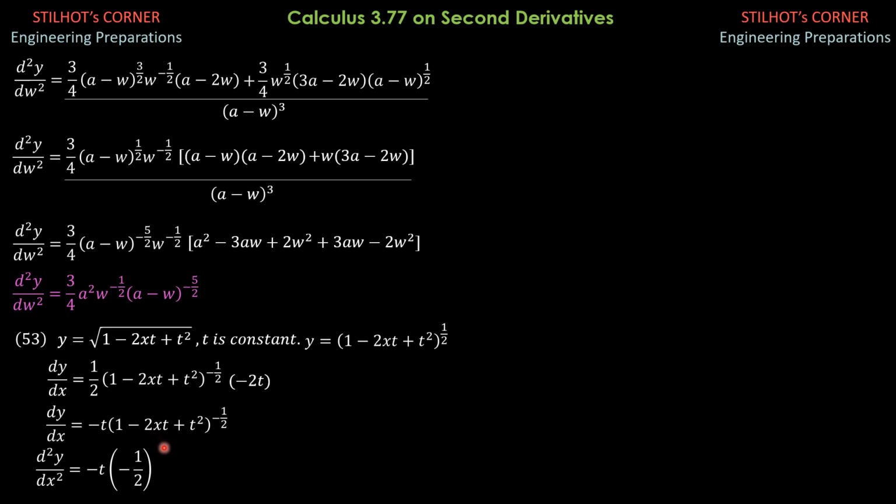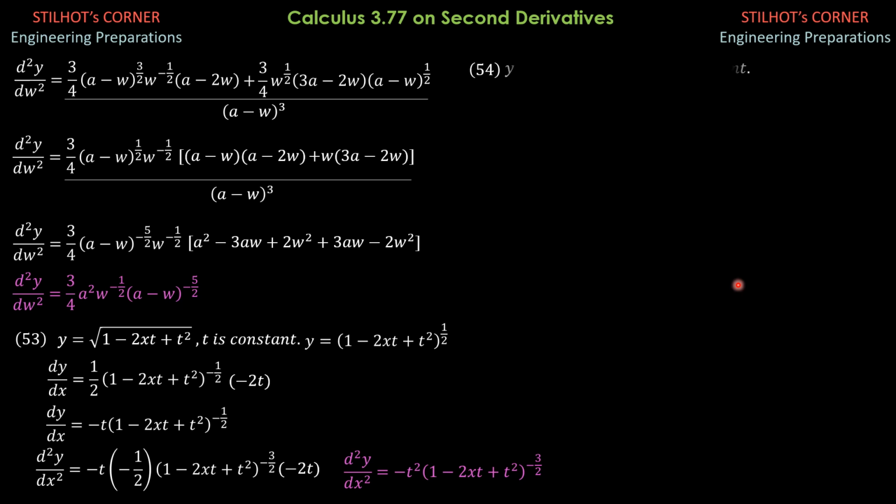Then quantity negative 1/2 times 1 minus 2xt plus t squared to the negative 3/2 times, again, negative 2t. Simplifying, we have negative times negative, so positive times negative, so negative. Then we have negative t square, because we cancel 2. Negative t square quantity 1 minus 2xt plus t square to the negative 3/2. So that's the final answer, negative t square quantity 1 minus 2xt plus t square to the negative 3/2.